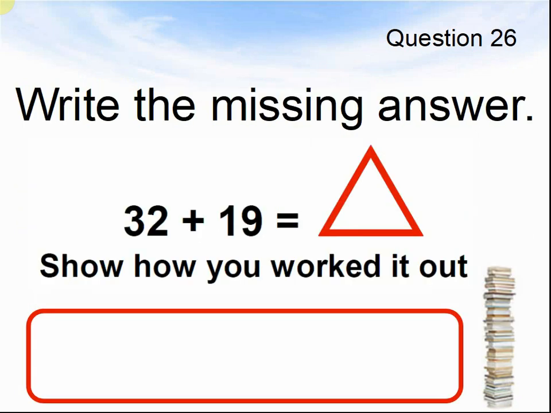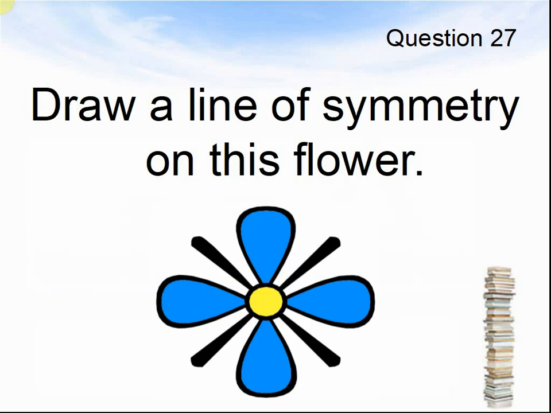Question 26. Write the missing answer. 32 plus 19 equals what? Show how you worked it out. Pause the video until you are ready for the next question. Here comes the next question, 27.